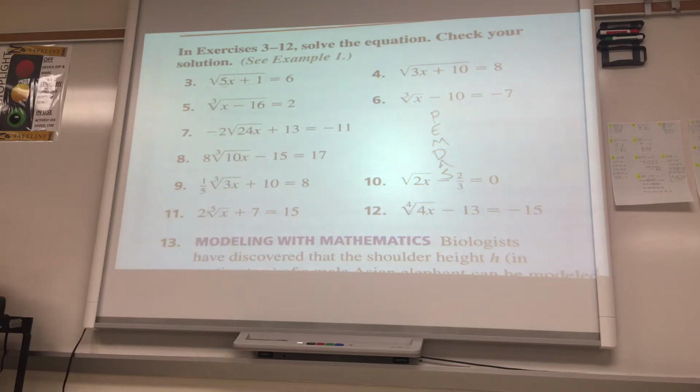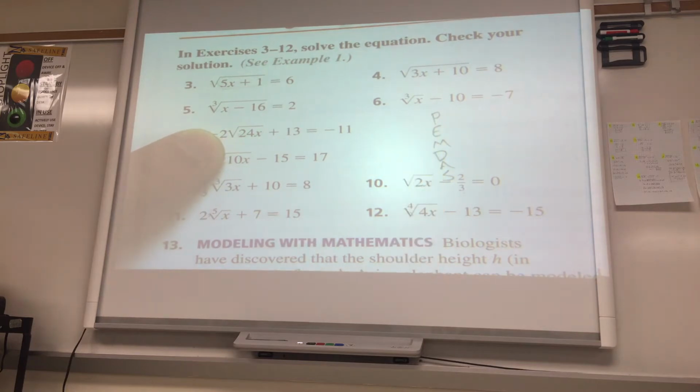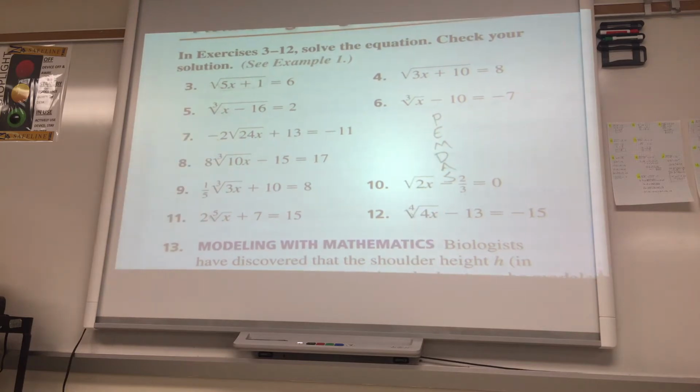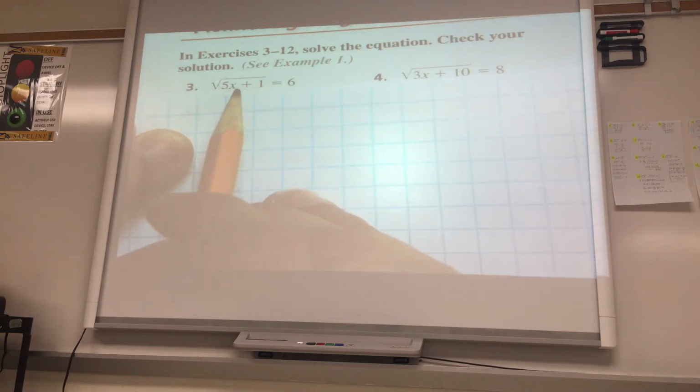So let me go ahead and just work through a few of these problems. Remember what I just said. My objective first is to isolate that radical by doing PEMDAS backwards. Then I get rid of the radical and solve it from that point. So first question, is the radical isolated? Yes. Okay, so I need to get rid of that.